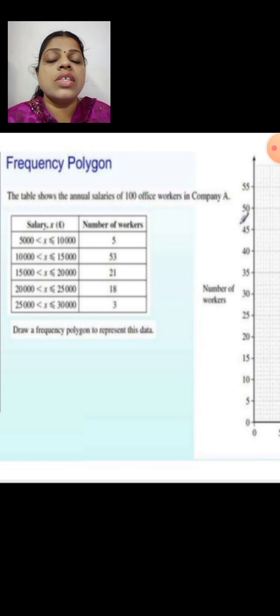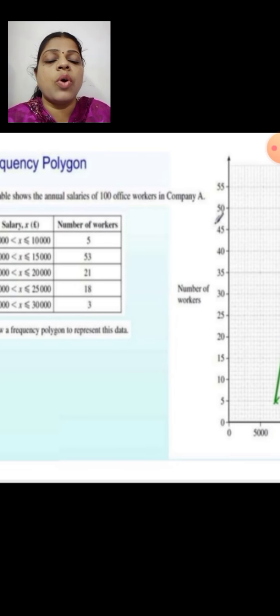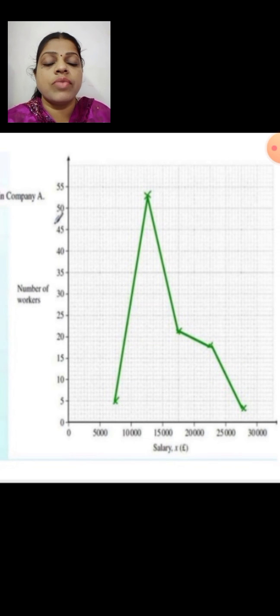The next one is the salaries above 10,000 and below 15,000. How many workers are there? 53 workers are there. So forthcoming, we can see that the number of workers and their corresponding frequencies are given in the schedule. And we have to plot all these points in the graph.